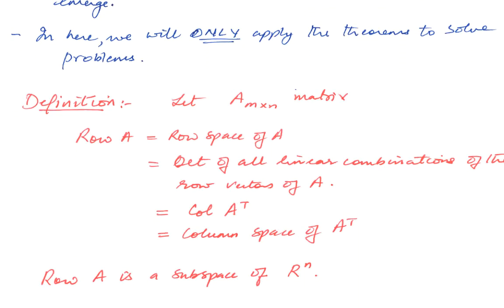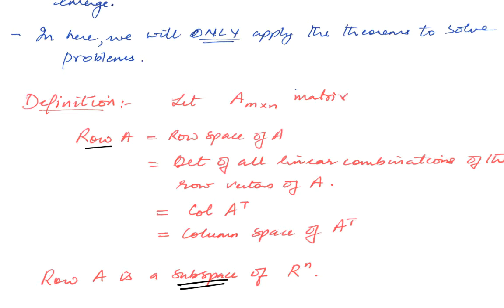The first definition is of a row space of a matrix. If A is an m by n matrix, then we say the row space of A is nothing but the set of all linear combinations of the row vectors of A. And we denote it by row A. It is the same as the column space of A transpose. Now clearly, because it is a set of all linear combinations of the row vectors of A, the row space of A is a subspace of Rn.